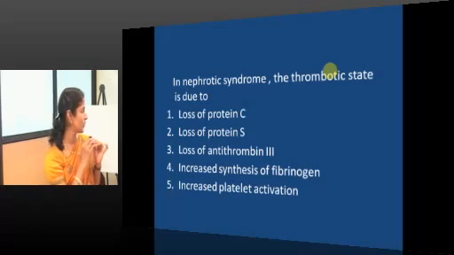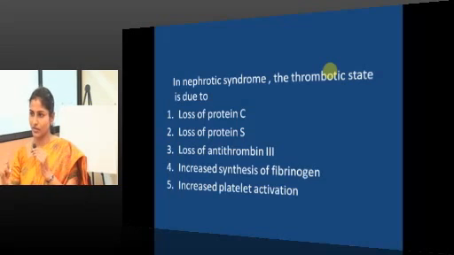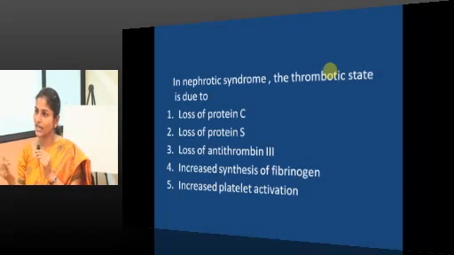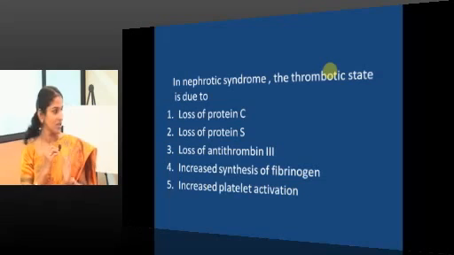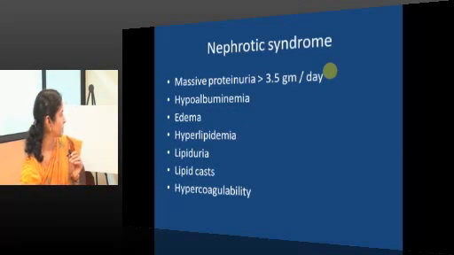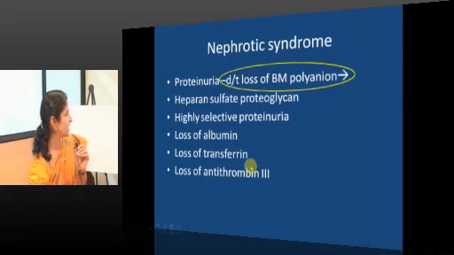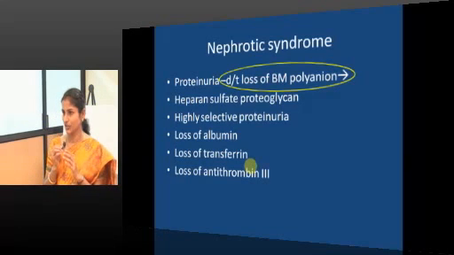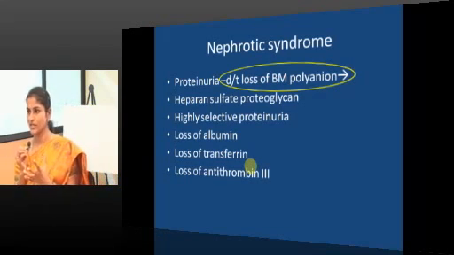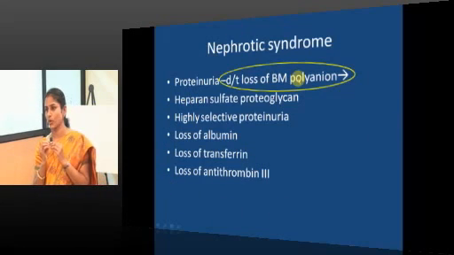In nephrotic syndrome, apart from the usual triad, which is nephrotic range proteinuria, edema and hyperlipidemia with lipid casts, the patients are prone to develop a thrombotic state. Why is it due to? Up to this you know, and there is hypercoagulability, and this hypercoagulability is mainly due to loss of antithrombin 3 in the urine. And why is there proteinuria in nephrotic syndrome? It's because of the loss of basement membrane polyanion.